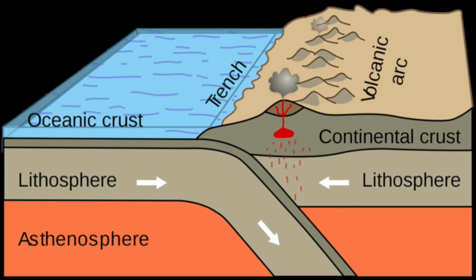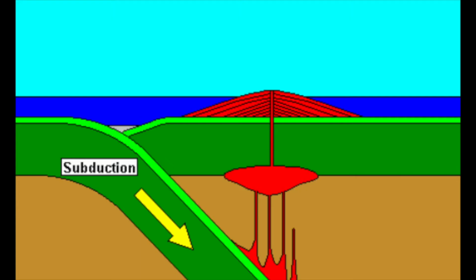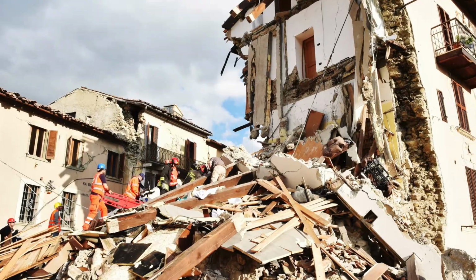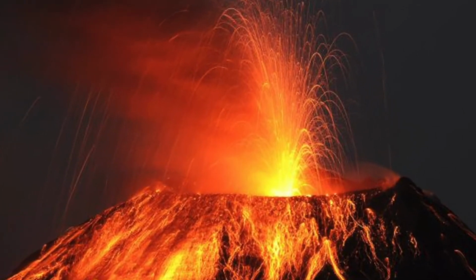When oceanic crust converges with continental crust, the denser oceanic plate plunges beneath the continental plate. This process, called subduction, occurs at the oceanic trenches. The entire region is known as a subduction zone. The subduction zone has a lot of intense earthquakes and volcanic eruptions. The subducting plate causes melting in the mantle above the plate. The magma rises and erupts, creating volcanoes.